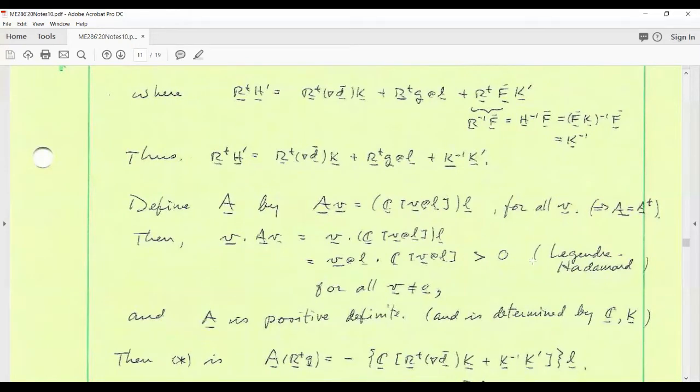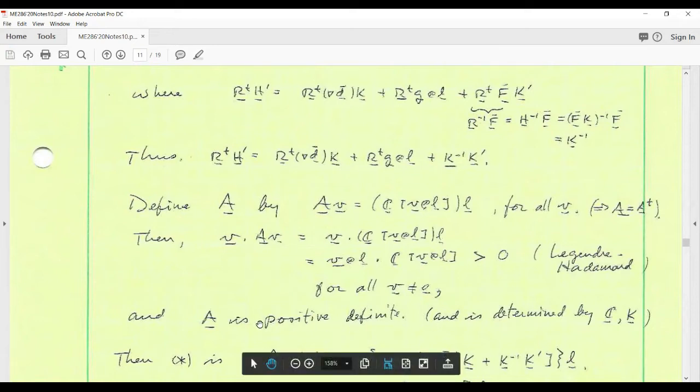Now, if you go back, way back in your notes, we talked about something called the Legendre Hadamard condition, which stipulates that this is strictly positive. L is a fixed non-zero vector. This is strictly positive then for all non-zero vectors V. So A is actually positive definite, therefore, and that means it's invertible. So this A tensor is determined by C, the given moduli, and L, which depends on the plastic deformation.